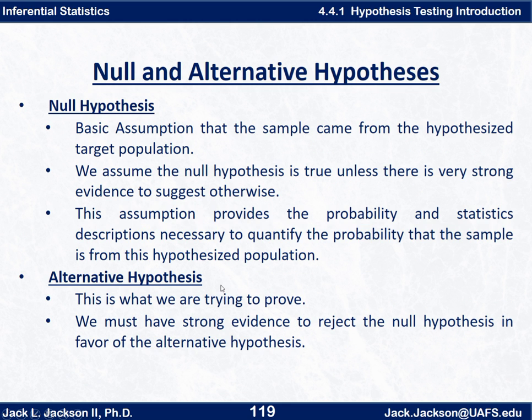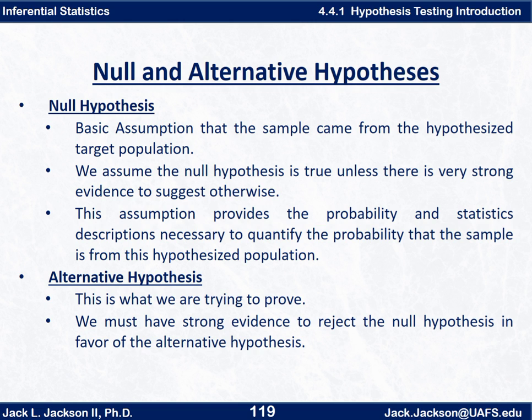So in general, the null hypothesis is the basic assumption that the sample came from some hypothesized target population with some known, say, mean. We assume that the null hypothesis is true unless there's very strong evidence to suggest otherwise. This assumption provides the probability statistics descriptions necessary to quantify the probability that the sample is from a hypothesized population. So this is going to describe the underlying distribution, like maybe a normal distribution, that we're going to use to perform our test.